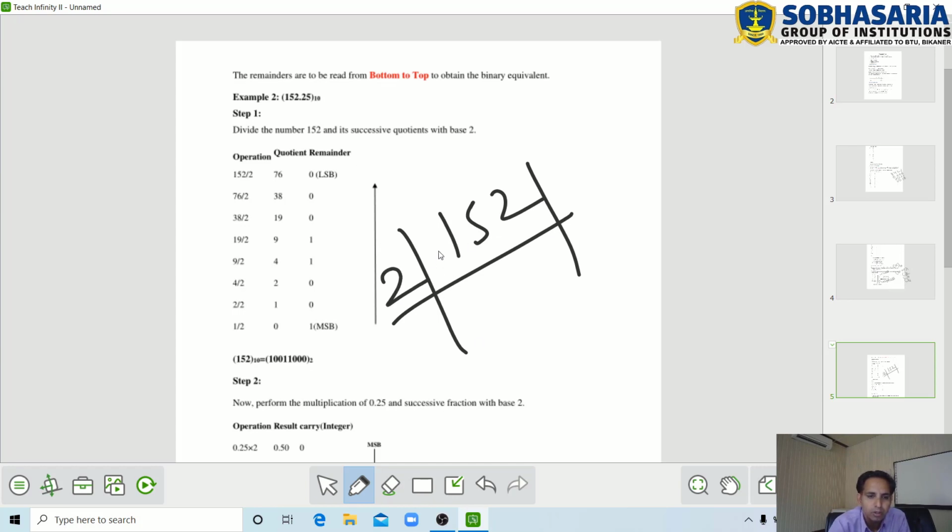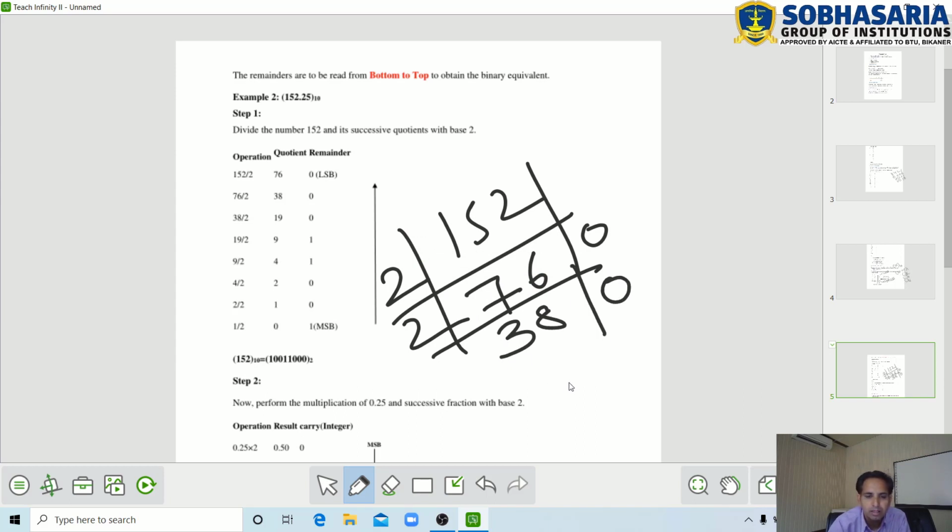2. How to calculate here? 2 7s are 14, 2 6s are 12, remainder will be 0. Again 2 3s are 6, 2 8s are 16, remainder will be 0. So up to last we calculate all these remainders.